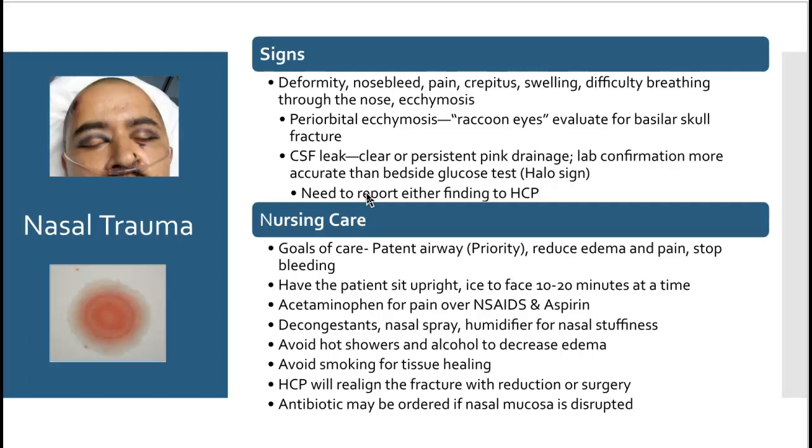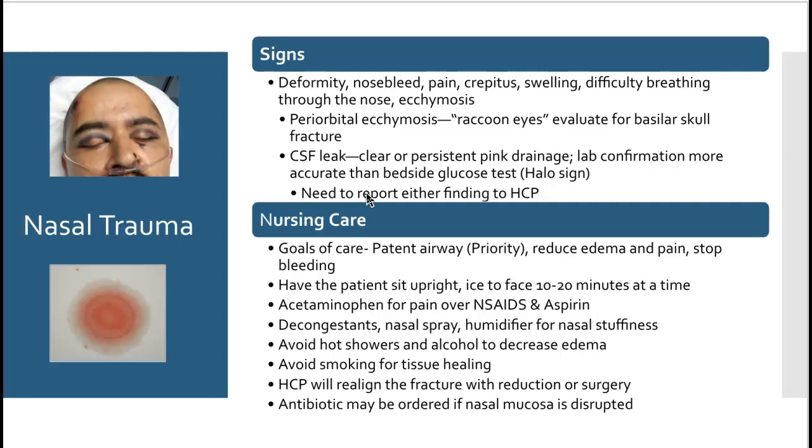Decongestant nasal sprays can be used, but those have to be used sparingly. That would be like the Afrin, which has the neosynephrine in it, which helps to vasoconstrict things, so it makes it a little easier to breathe. Nasal ocean spray, which is just normal saline, can help with some of that nasal stuffiness. They want to avoid hot showers and alcohol to decrease the edema. Definitely no smoking for tissue healing.